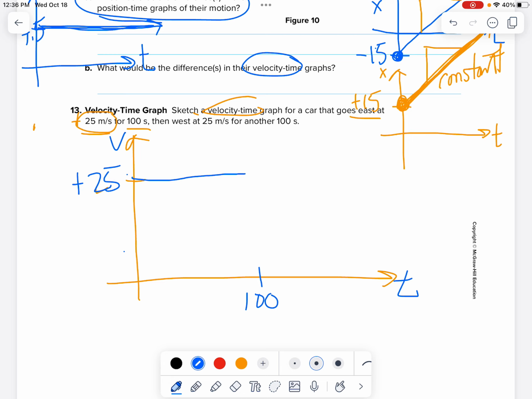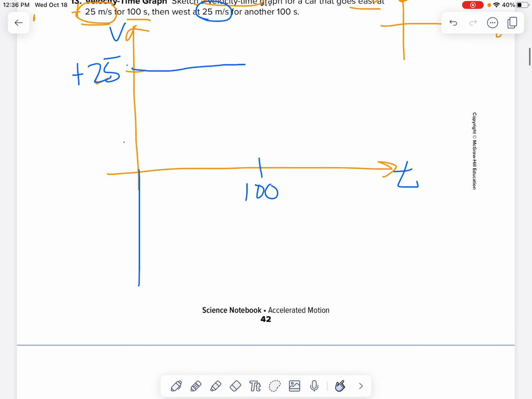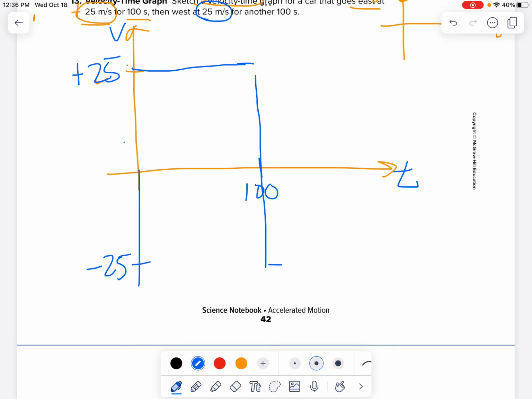Okay? Then somehow he's able to instantaneously turn around and change his velocity, and now he's going the other direction because it says he's going west. Well, that means we're going to be way down here. Negative 25. Now, this is unrealistic. Obviously, you can't just stop, turn around, and go the other direction instantaneously, but in our simple problems, that's what's happening. And now he's going to go negative 25.